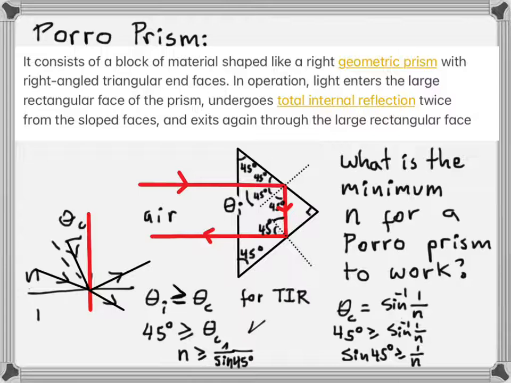So if we flip that, because we have 1 over the sine of 45, we get 2 over square root of 2, which is the same as the square root of 2. And this equation is saying that for this prism to work, the index of refraction should be bigger or equal than the square root of 2. So the smallest value that we can have, therefore, is when n is equal to square root of 2, and that gives us a minimum n of 1.41 for a Porro prism to work.